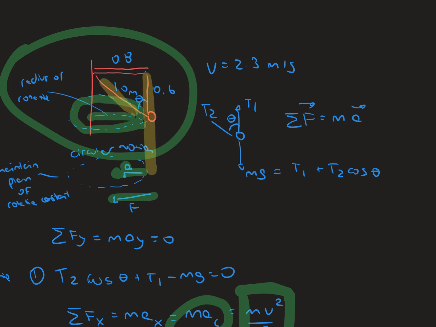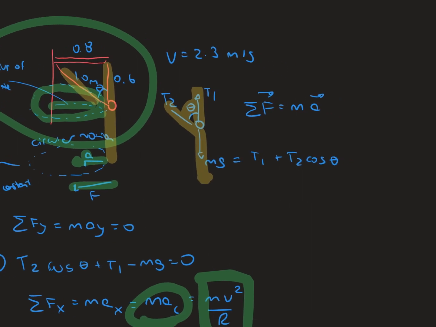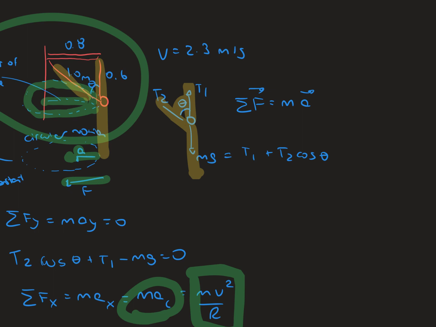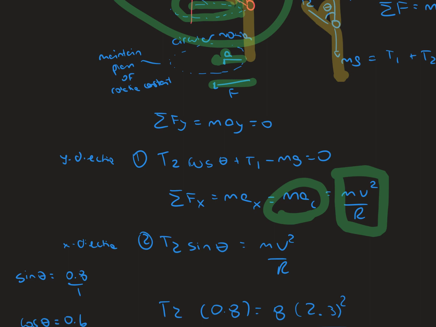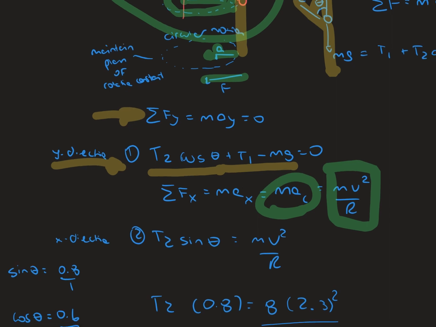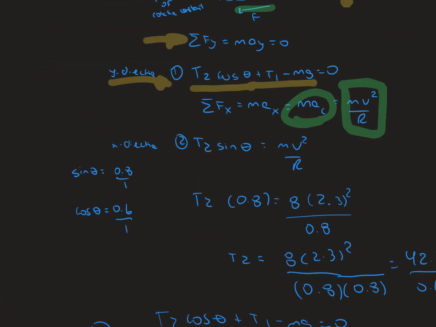we got 3 forces. We got T1, T2 at the angle theta, and the weight going down. So we also know that the weight is going to be T1 plus T2 cosine of theta. Now as we know the sum of all the forces, we can set up an equation regarding the y direction, and that's going to be T2 cosine of theta plus T1 minus mg equal to 0. And for the x direction, it's just going to be T2 sine of theta.